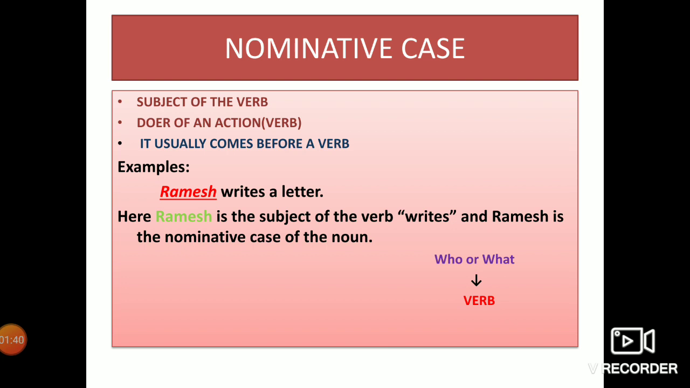We can also identify the subject in a sentence by asking the question with the WH word like who or what. For instance, who writes a letter? And we get that Ramesh writes a letter. So Ramesh here is doing the action and it is in nominative case.